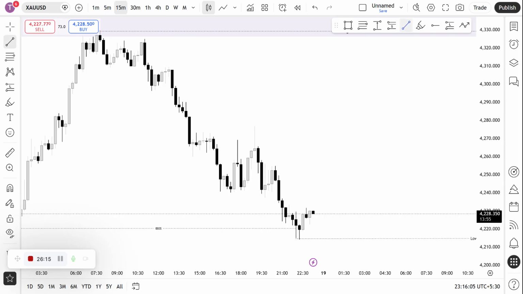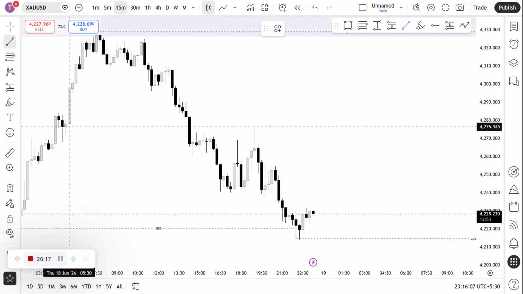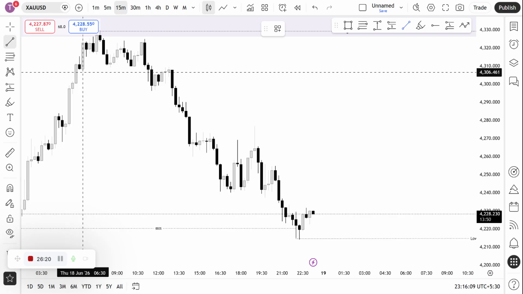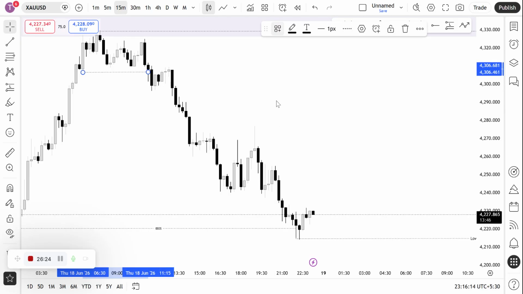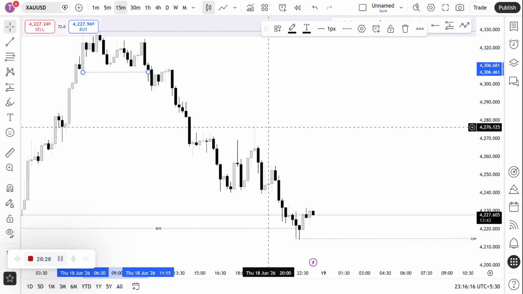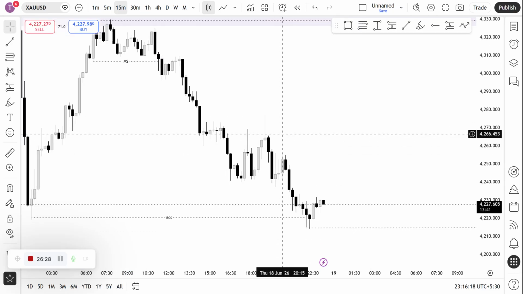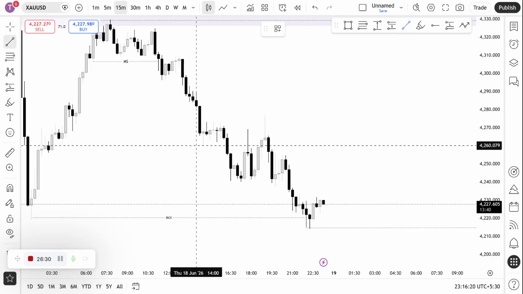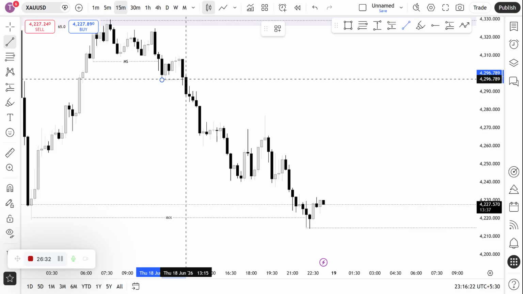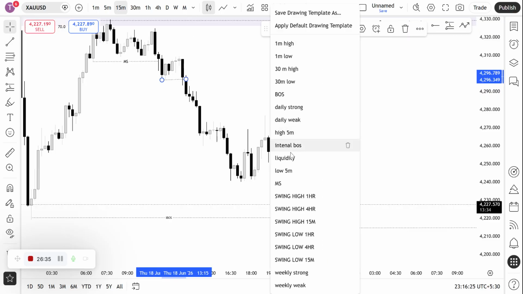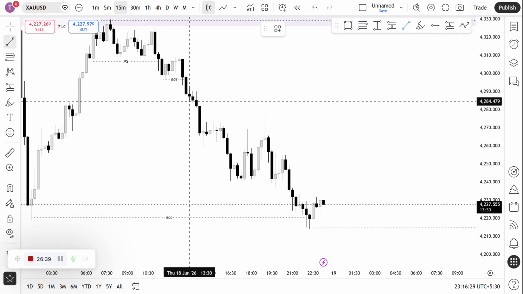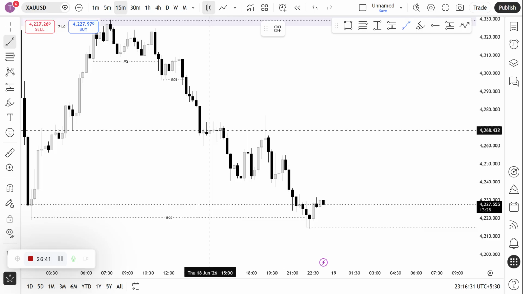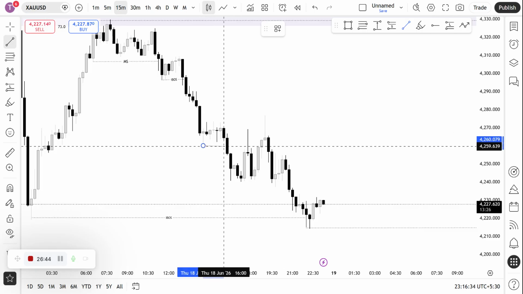So as you can see, market was pushing to the upside, and then it created a market shift right here. This is a market shift inside the M30. Guys, don't be confused. And then this is a breakout structure. As you can see, market was pushing, and then finally broke the structure right here.